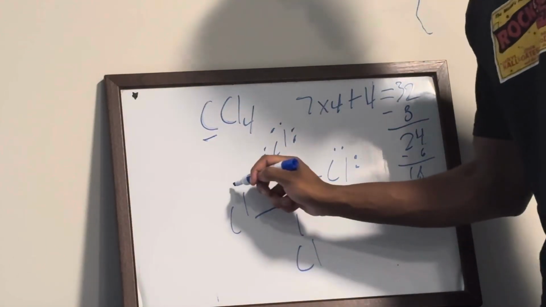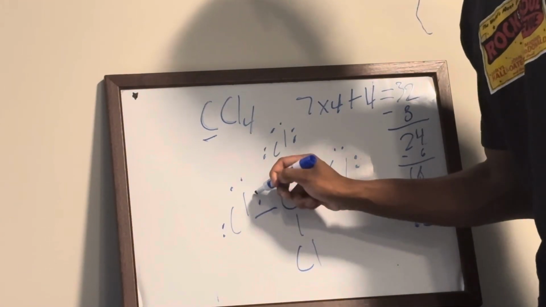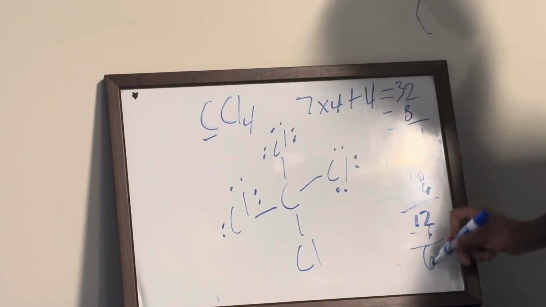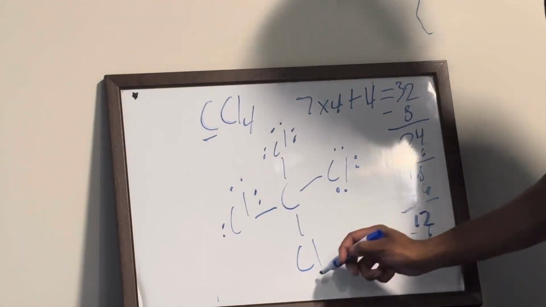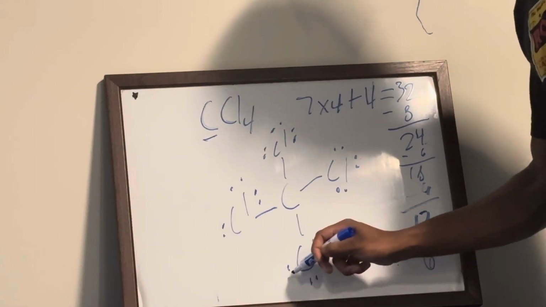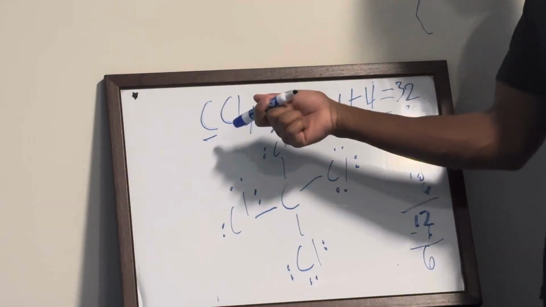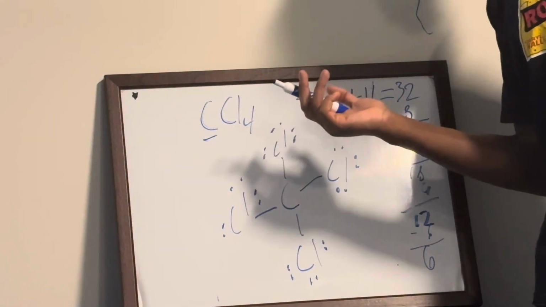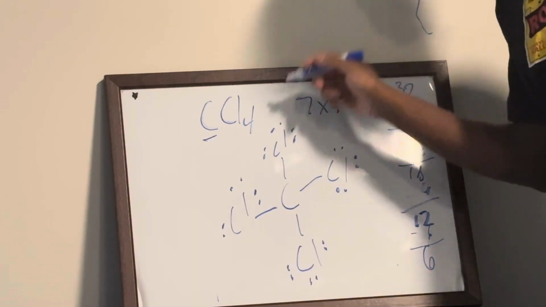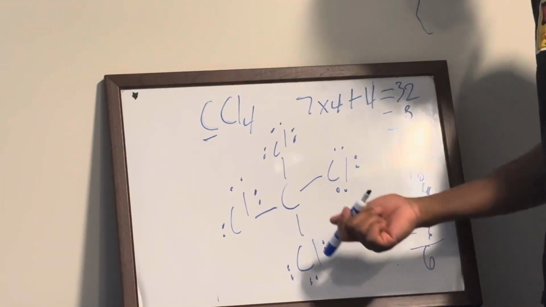Now we're gonna do this one. 1, 2, 3, 4, 5, 6. Minus 6. Now we have 6 left. You know where it goes. 1, 2, 3, 4, 5, 6. Cool. And now we can also say what type of bond we have. We can say this is a covalent bond, carbon and chlorine. And this would be our structure.